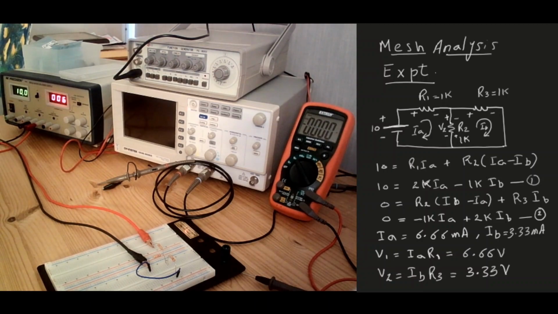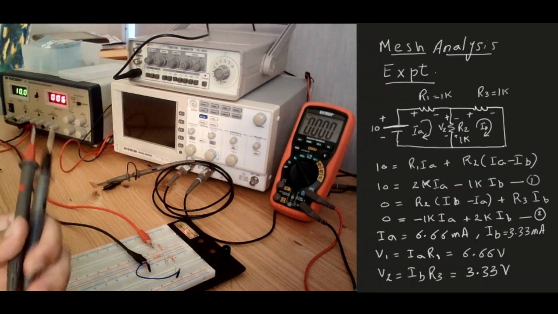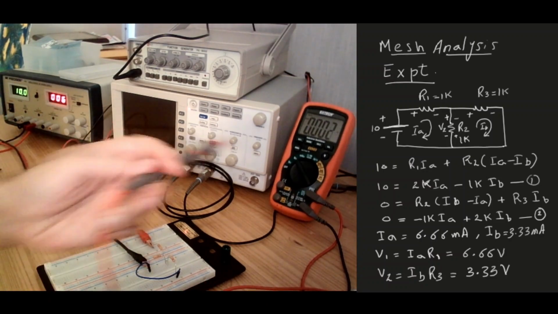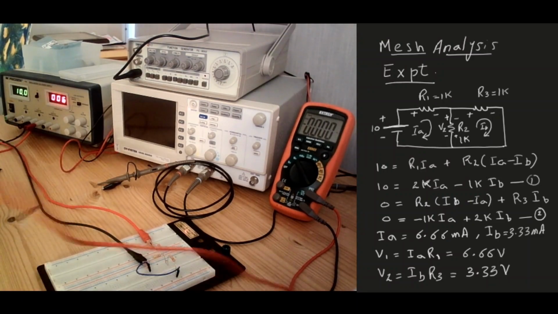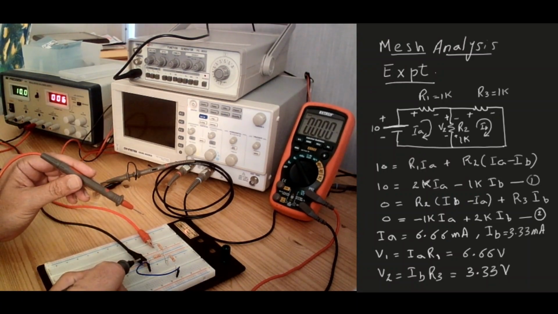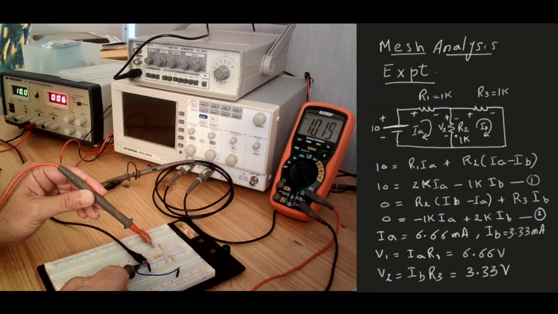Now let's see the voltages. We will use the multimeter for this experiment, and I have connected the multimeter to the DC voltage settings. First of all, I want to see if my supply is actually giving me 10 volts. So I will connect the multimeter's negative and positive terminals to the supply, and you can see that we have 10.16 volts, so approximately 10 volts from the power supply.